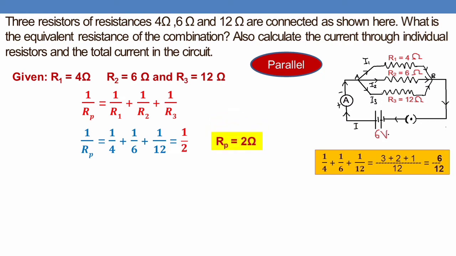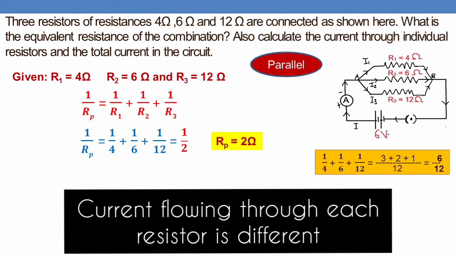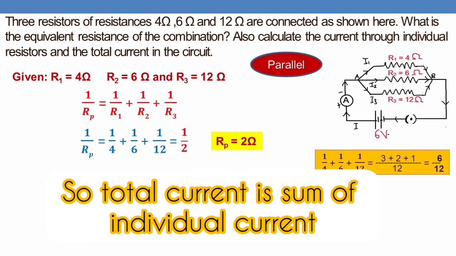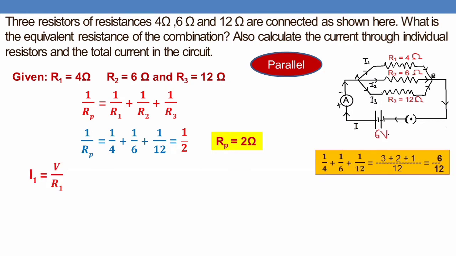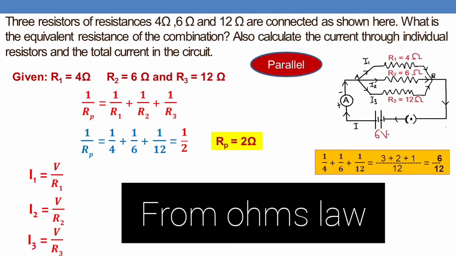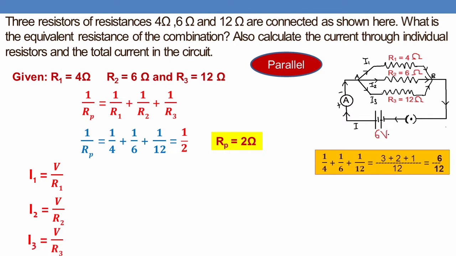Now in a parallel circuit, current flowing through each resistor is different. That means we have to find the individual current flowing through R1, R2 and R3 and then sum it up to find the total current in the circuit. So, in order to find I1, I2 and I3, we have the formula I1 is equal to V by R1, I2 is equal to V by R2 and I3 is equal to V by R3.